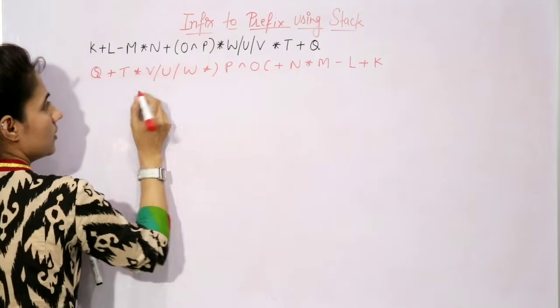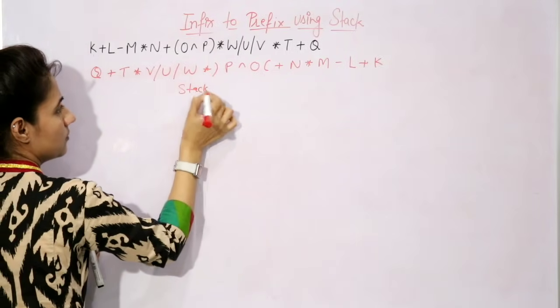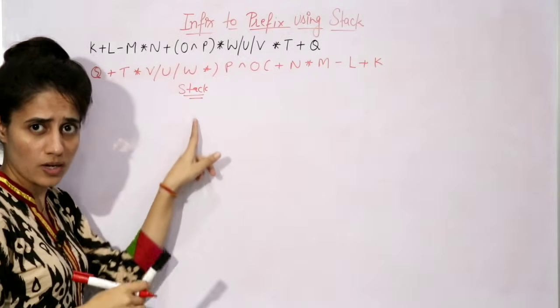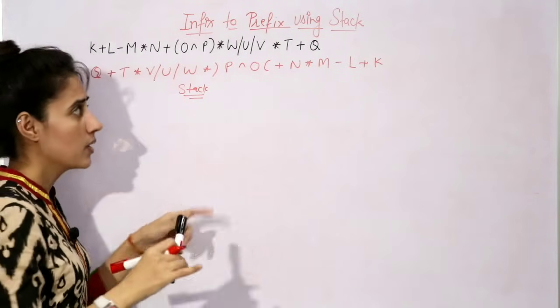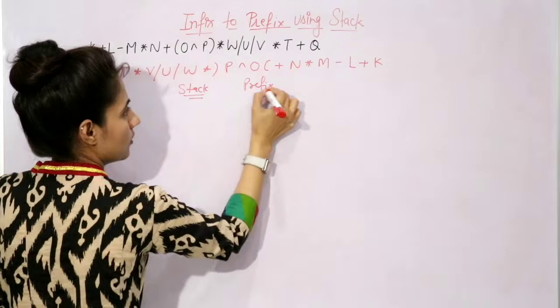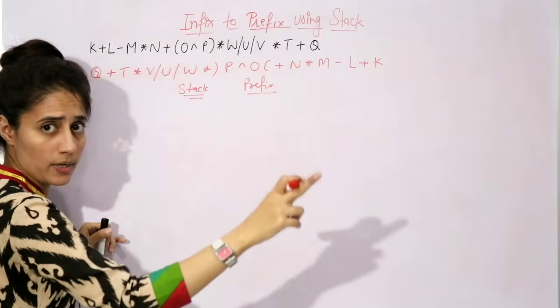Now see, same as before, we are going to take one stack. If an operator is found then we use the stack for pushing those operators, and if an operand is there, then directly we are going to print those operands, right?